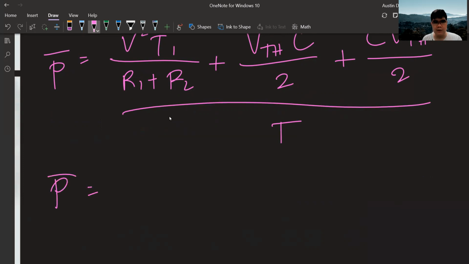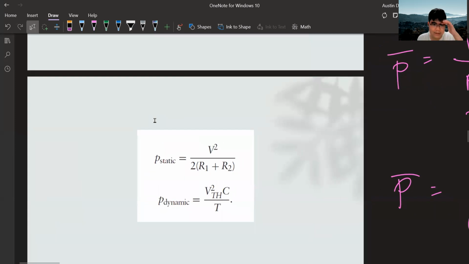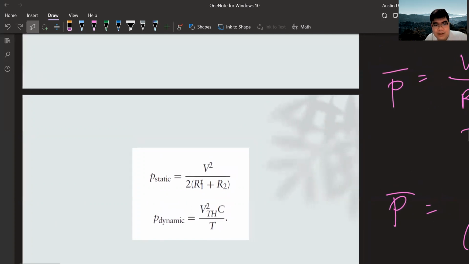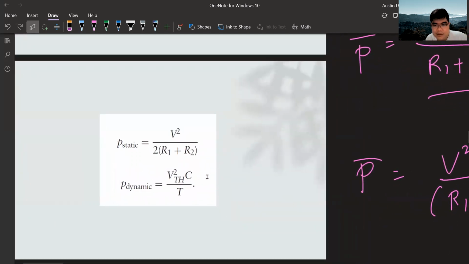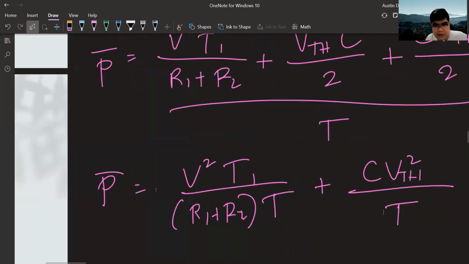So the average power would become V squared T1 over R1 plus R2, over T, plus CVTH squared over T. Okay? So meron tayong tinatawag na static power and the dynamic power. So yung static power would be those terms without capacitance and inductance, and those dynamic power would become those terms na merong capacitance.